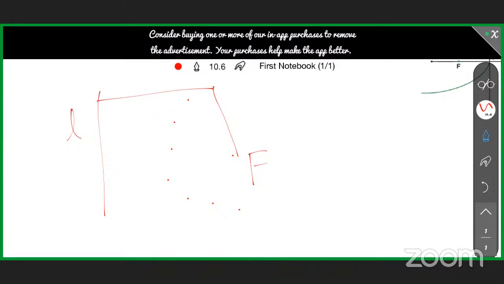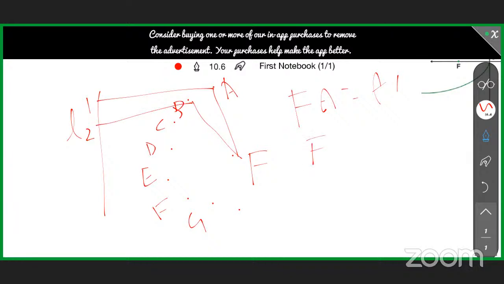For a parabola, let us say I take this as A, this as B, and then C, D, E, F, G. So let us say E, this, let us say 1, 2 is 1. FA to A1 should be equal. FA is equal to A1. Same thing, FB is equal to B2. So the distance between the fixed point and the point on the fixed line should be equal. Only then we can call that a parabola.